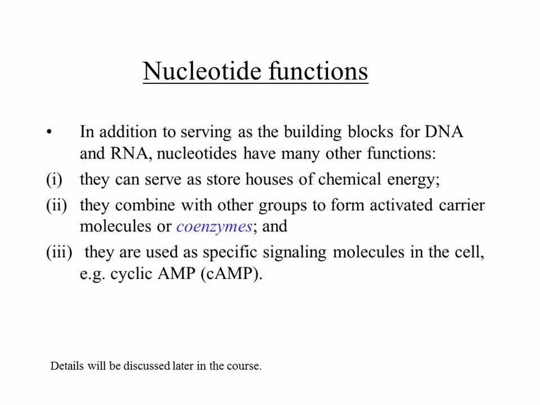Then they can also be used as specific signaling molecules in the cell, these nucleotides, right? An example is cyclic AMP, denoted by cAMP. What is AMP again? Anybody remember what AMP is? Monophosphate. So if you have a lot of adenosine monophosphate in the cell, what does that indicate?